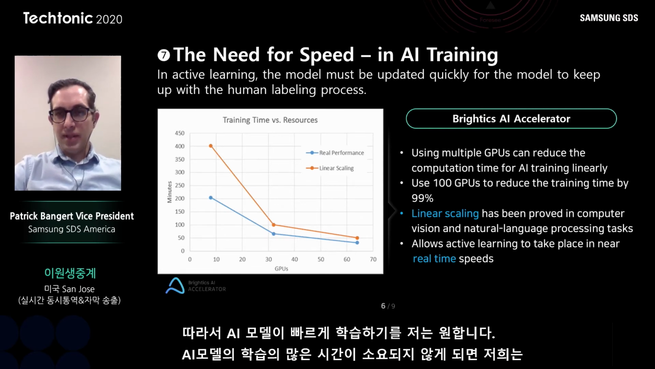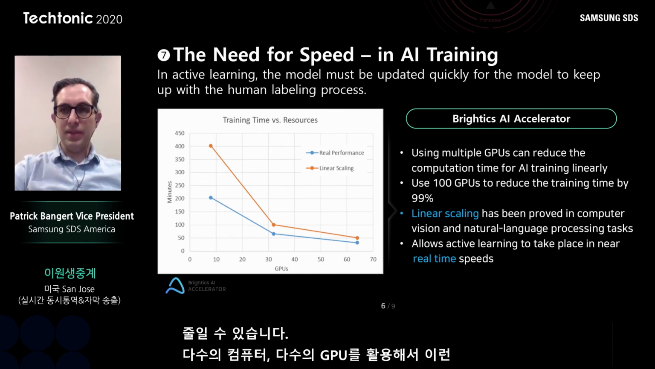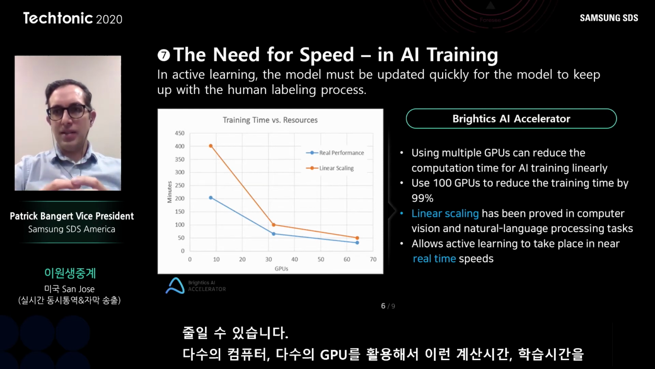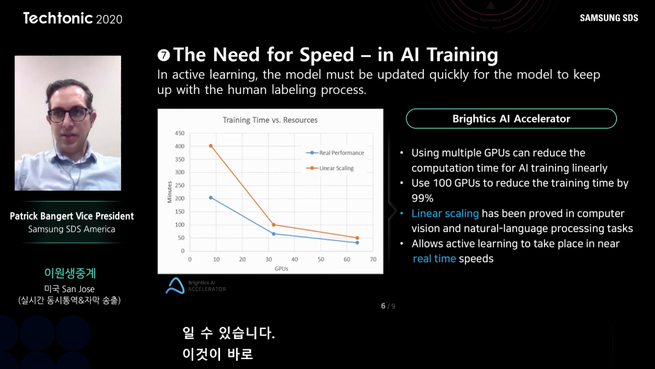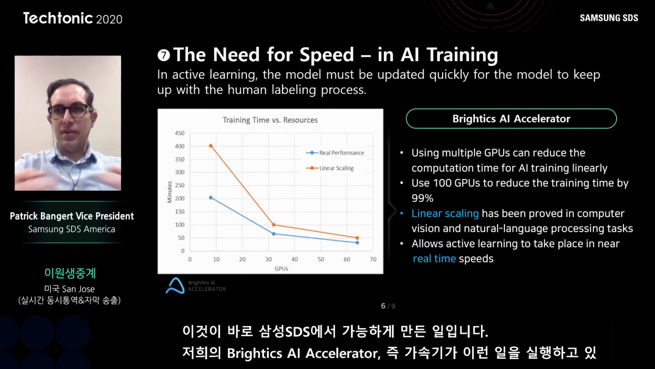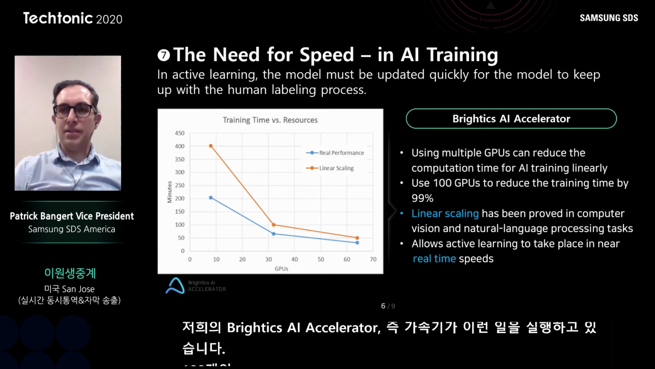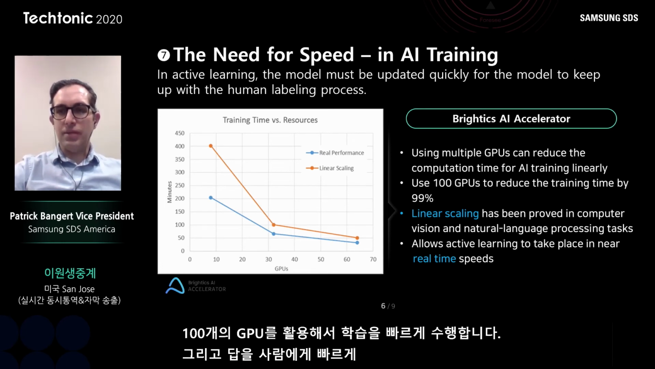And of course, the product by Samsung SDS that is capable of doing this is the Brightix AI Accelerator, which takes your training task, scales it linearly across a network of possibly hundreds of GPUs, does the training task very quickly, and provides that answer back to the human being so that you can do active learning in virtually real-time speeds.